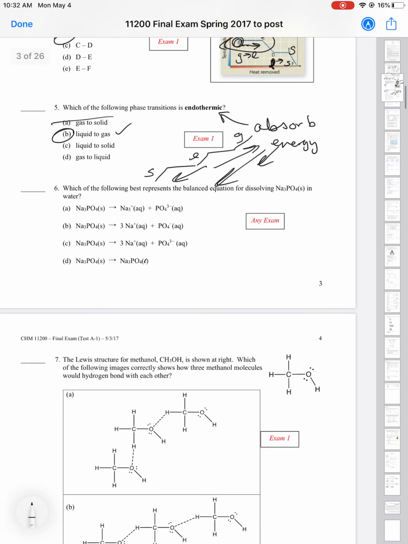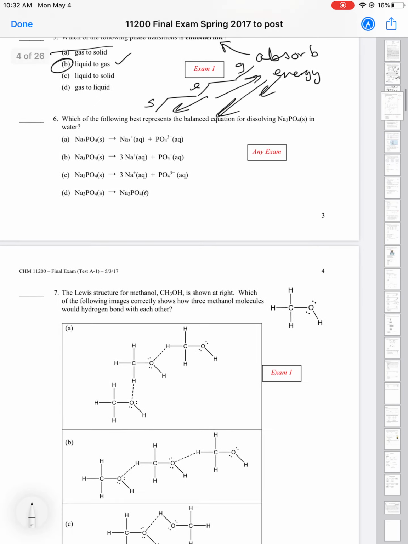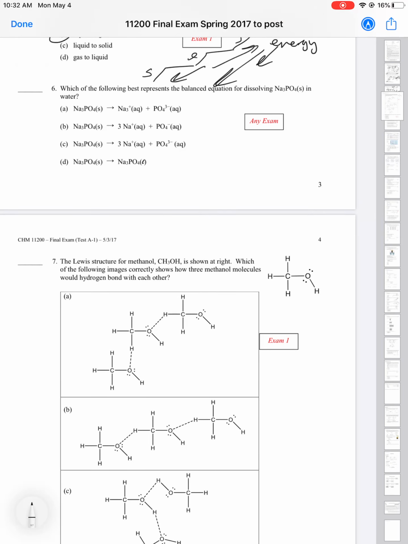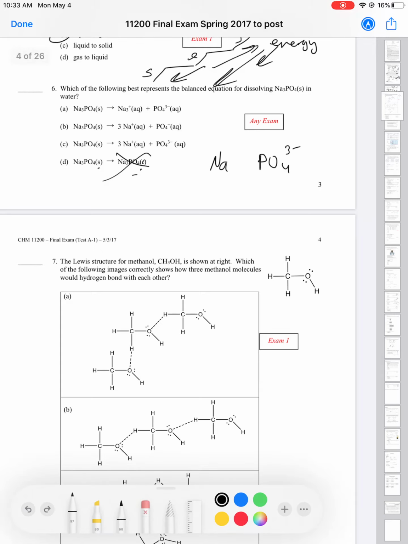Which of the following best represents the balanced equation for dissolving Na3PO4 in water? So we know it's divided into Na+ and PO4 3-. That's just based on everything they give us, except for this one, solid to liquid. We know it doesn't turn into liquid when it dissolves. It turns into an aqueous solution, so we can ignore D.